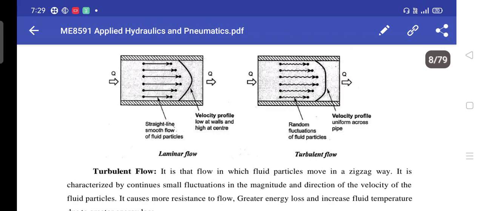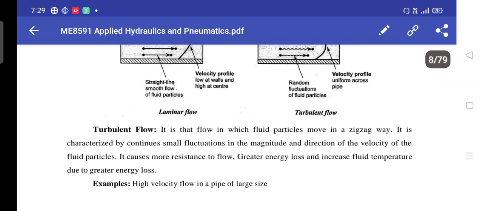Next one is turbulent flow. It is the flow in which fluid particles move in a zigzag way. It is characterized by continuous small fluctuations in the magnitude and direction of the velocity of fluid particles. It causes more resistance to flow, greater energy loss, and increased fluid temperature due to greater energy loss. Example: high velocity flow in a pipe of large size. So large size pipes face this kind of flow, turbulent flow.